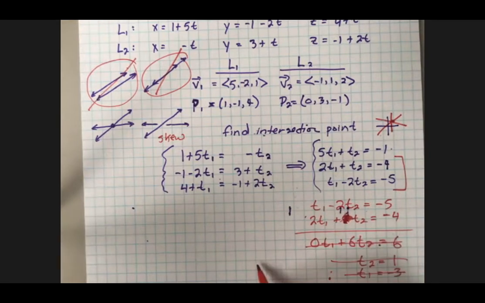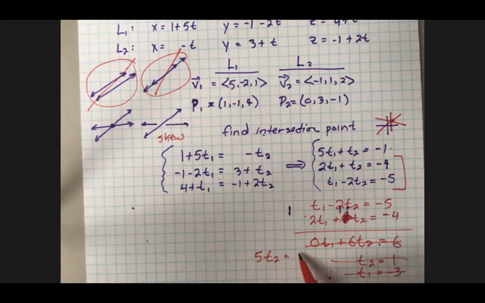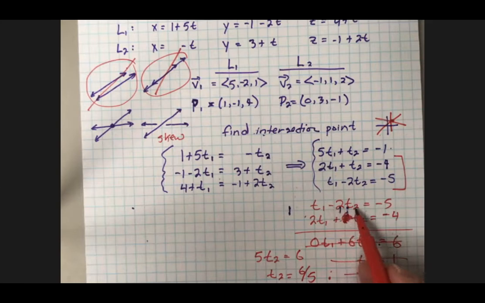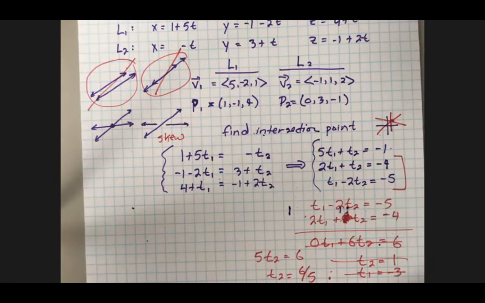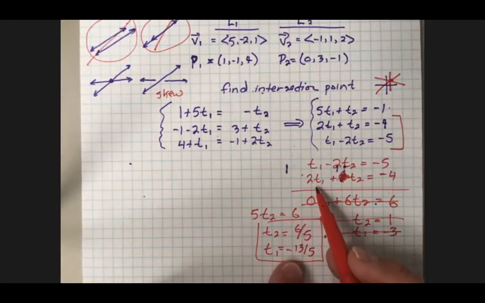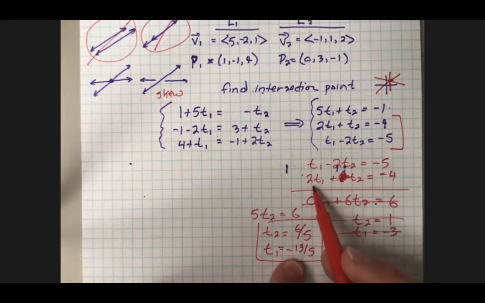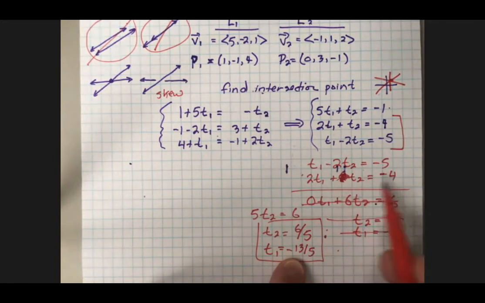Minus 2 of here on here gives me 0 t1s, 5 t2s, and 6. That gives me t2 is 6 over 5. This isn't going to be pretty, because if this is 6 over 5, this is minus 12 over 5. Add 12 over 5, this is minus 25 over 5. t1 is minus 13 over 5. I really don't appreciate that. But let's test it out right here. Minus 13 over 5, minus 12 over 5 is minus 25 over 5. Good. Minus 26 over 5 plus 6 over 5 is minus 20 over 5, which is negative 4.